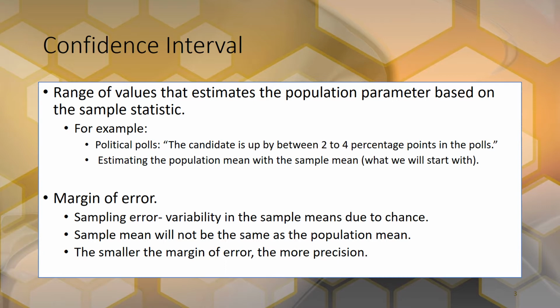And why we have a margin of error is because the sample statistic isn't going to be exactly the population parameter, unless we just got really lucky. And I mean, it could happen, but we're not really sure if the sample statistic is the actual true population parameter that we're trying to estimate. And that's because we have sampling error. And that's the variability in the sample means just due to chance, or in the percentage points just due to chance, depending on what sample you use.